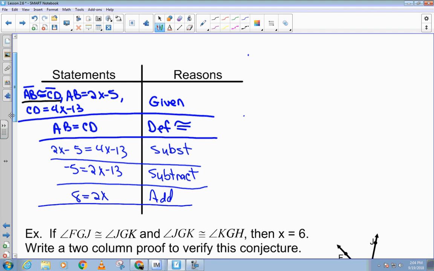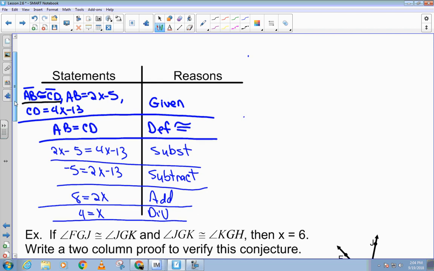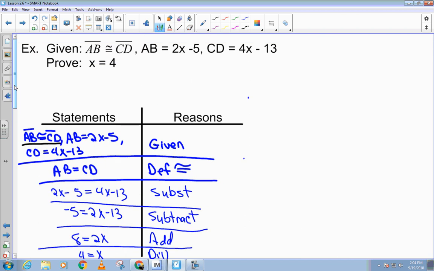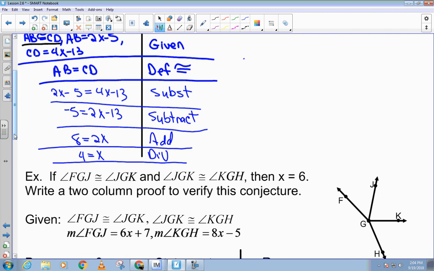And then what are you going to do? You divide. Divide both sides by 2, so make it 4 equals x. That's division. Now what's wrong with this? It says I need x equals 4, but I have 4 equals x. You can use the symmetric property and change it to x equals 4. Perfect. Use the symmetric property and switch it around, right? Good.